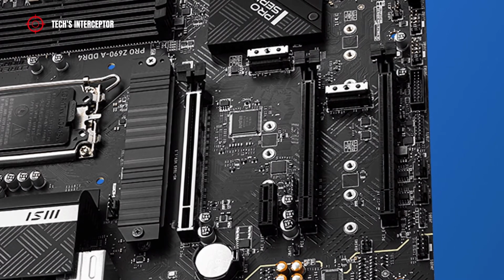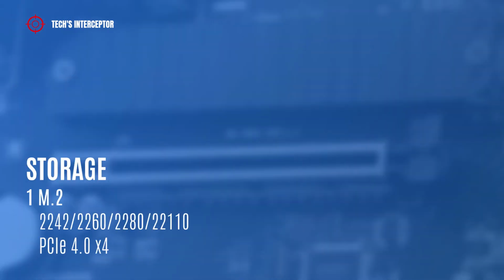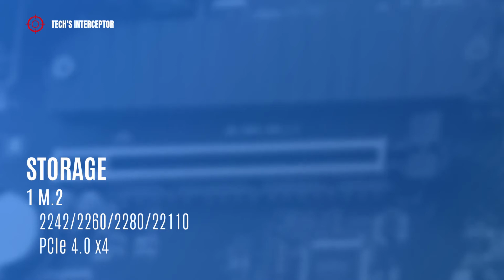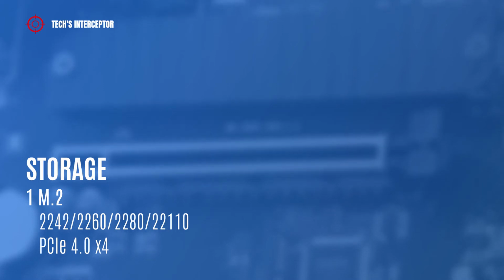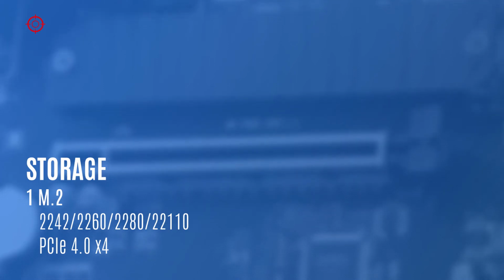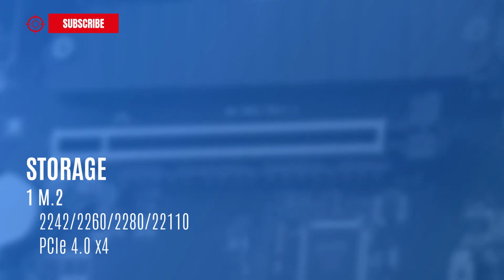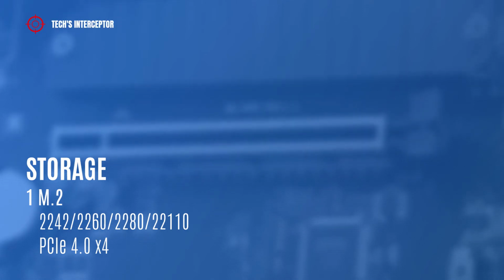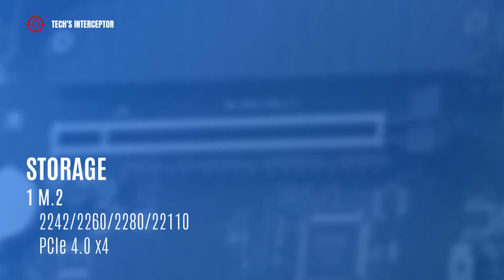Storage options include 6 SATA 6Gb/s ports and 4 M.2 slots. 1 M.2 slot supports types 2242, 2260, 2280, 22110 storage devices at PCI Express 4.0 full mode.